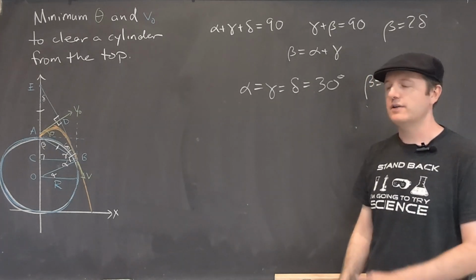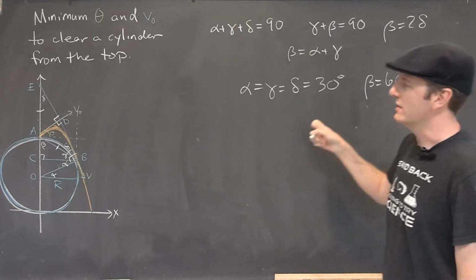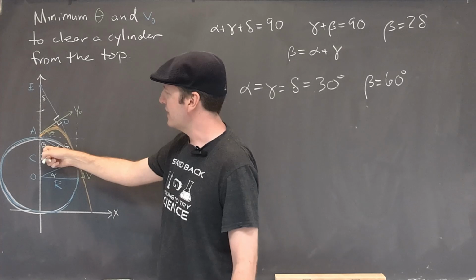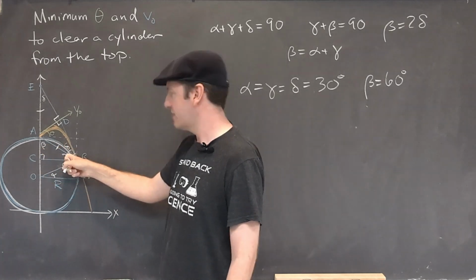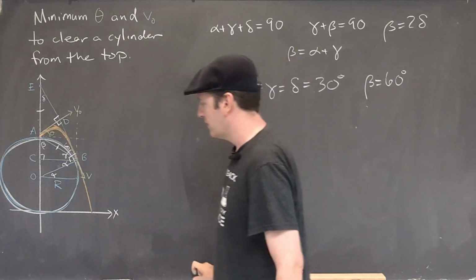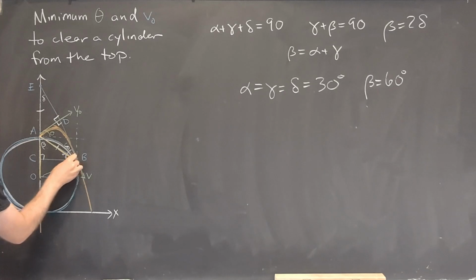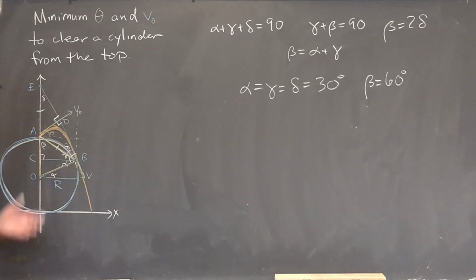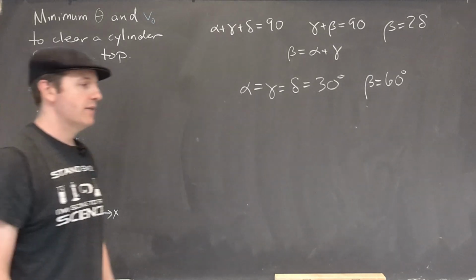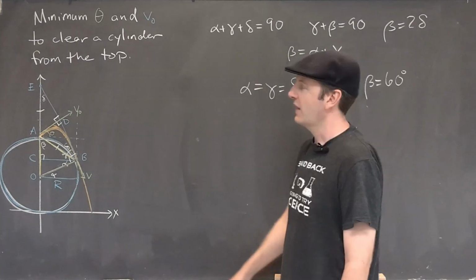So you can go double check all that. I won't go through the algebra there. If that's the case, though, then this is 60, alpha plus gamma is 60, and angle OAB is 60. So we have an equilateral triangle here, here, here, here. This is actually an equilateral triangle that is built into this circle.